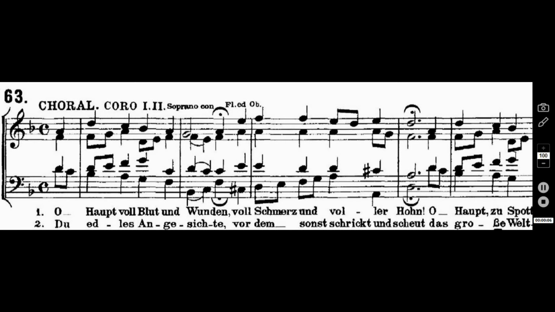Objective 32.2 says, define direct modulation, identify and label direct modulations in real music examples. In this opening of a Bach chorale, we have an example of a direct modulation.